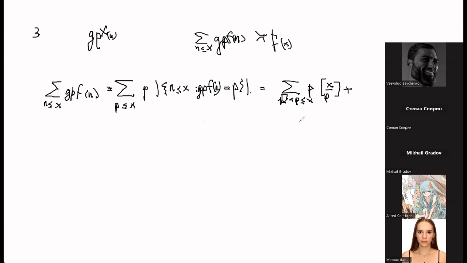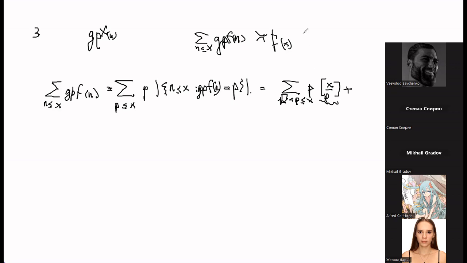Yes, for primes which are larger than square root of x, what does it mean that the greatest prime factor of n is p? It means just that n is divisible by p, because if it is divisible, it cannot be divisible by any other prime greater than p, because in this case n is bigger than x. It cannot be divided by two distinct numbers greater than square root of x. Okay?